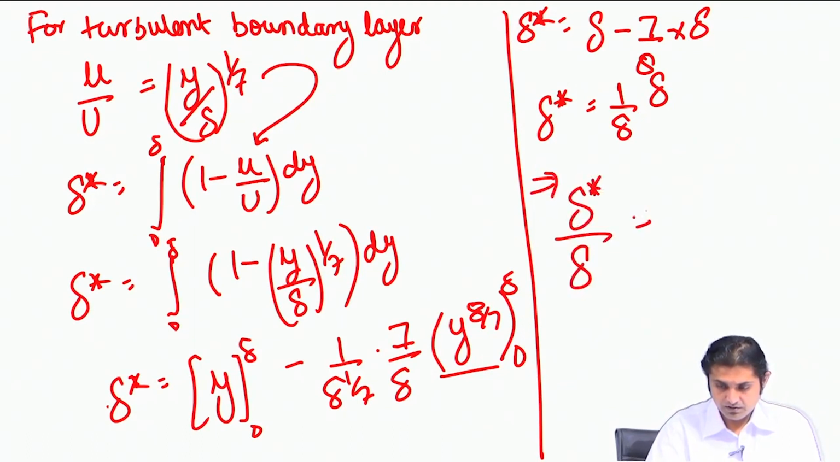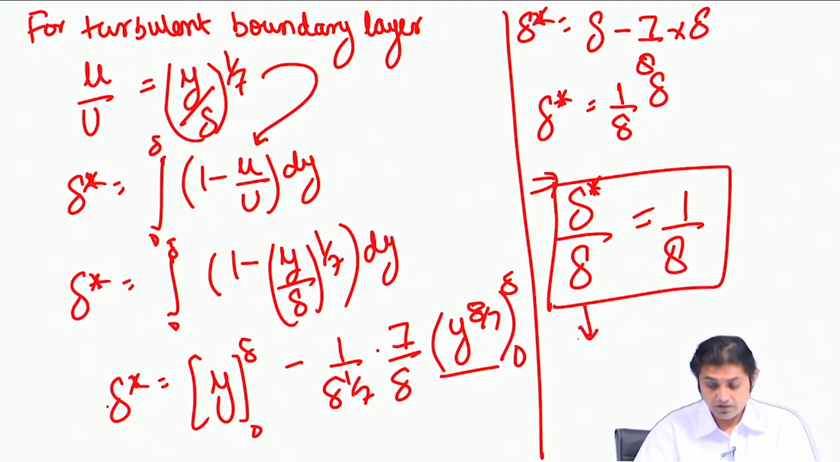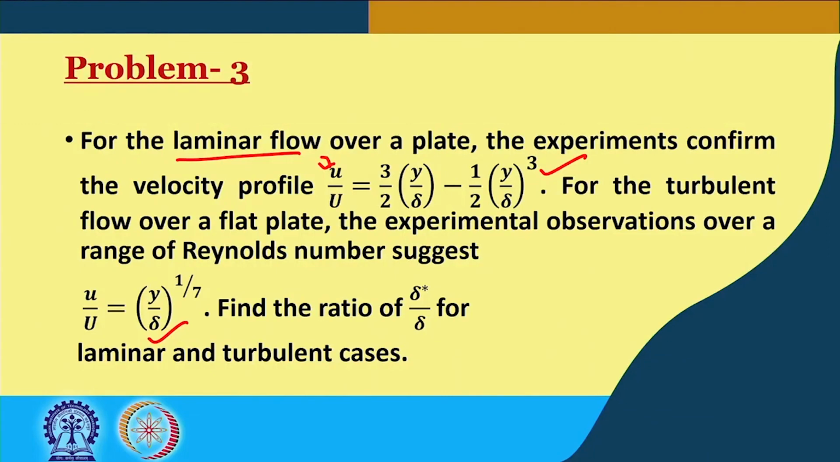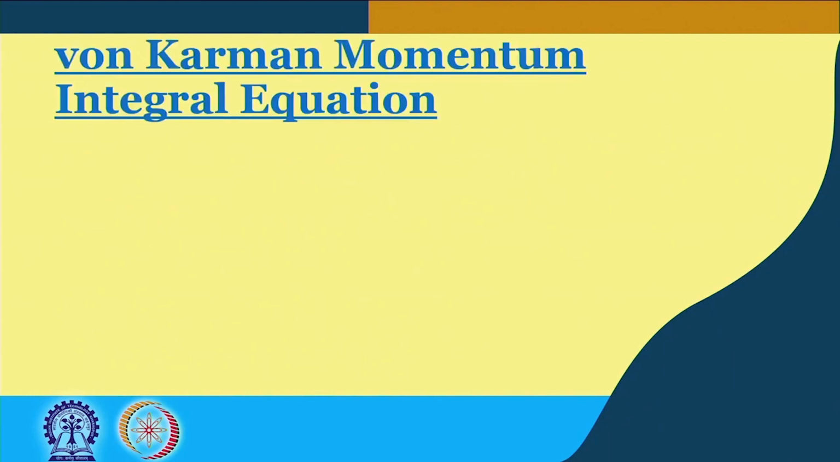Therefore the displacement thickness for the turbulent boundary layer is 1 by 8 delta. All right, so this question is complete, and now we can proceed to another topic, that is the von Karman momentum integral equation.